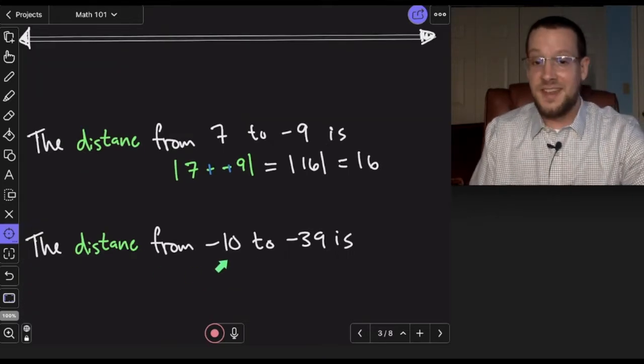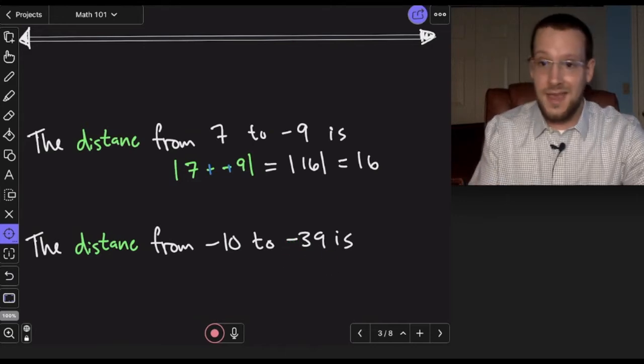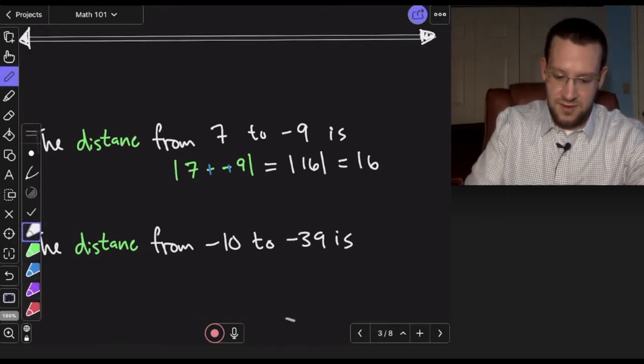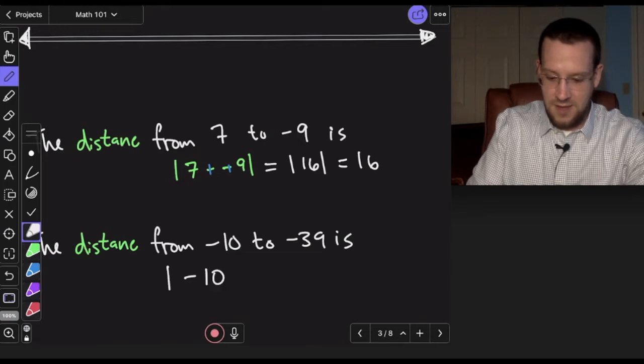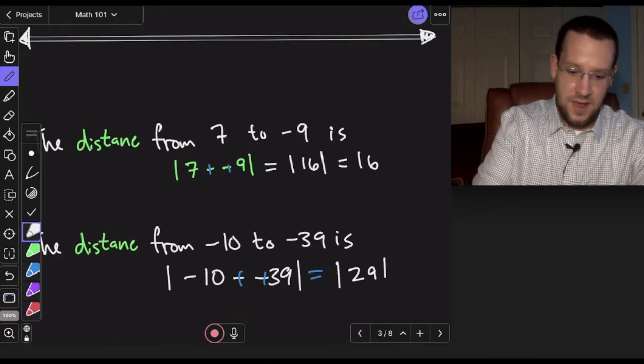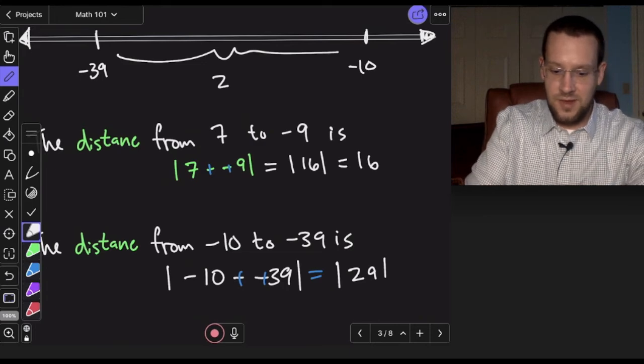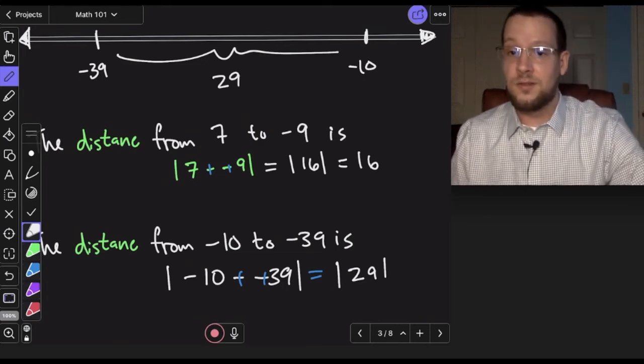What about the distance from negative 10 to negative 39? Again, we can find the distance by subtracting the two. So this is going to be negative 10 minus negative 39, two negatives making a positive, so this is the absolute value of 29. That's what we're getting here. Down here we have negative 39, and over here we have negative 10, and the distance between these two numbers is 29 units, 29 spaces.